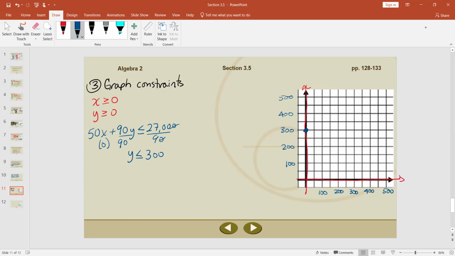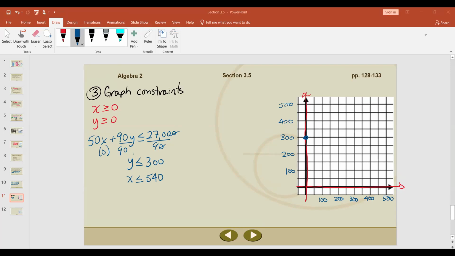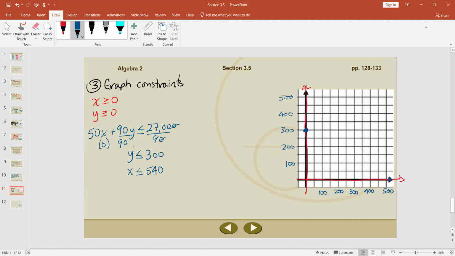And the x-intercept would be 27,000 divided by 50. 5 goes into 27 5 times. We have 2 left over. 5 goes into 20 4 times. Okay, so the x-intercept is at 540. So it's going to be somewhere about right here.